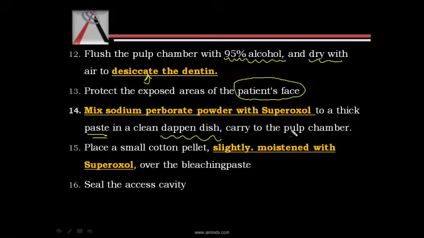After we have placed the paste of sodium perborate powder with superoxol, that is our walking bleach, into the pulp chamber, we place a small cotton pellet that is slightly moistened with the superoxol over this bleaching paste. So we have our access cavity, and herein we have placed our walking bleach, and on the top of the walking bleach we keep a small cotton pellet that is moistened with H2O2, that is 30% superoxol, and then we seal the cavity. So these are the basic steps in the placement of the walking bleach.